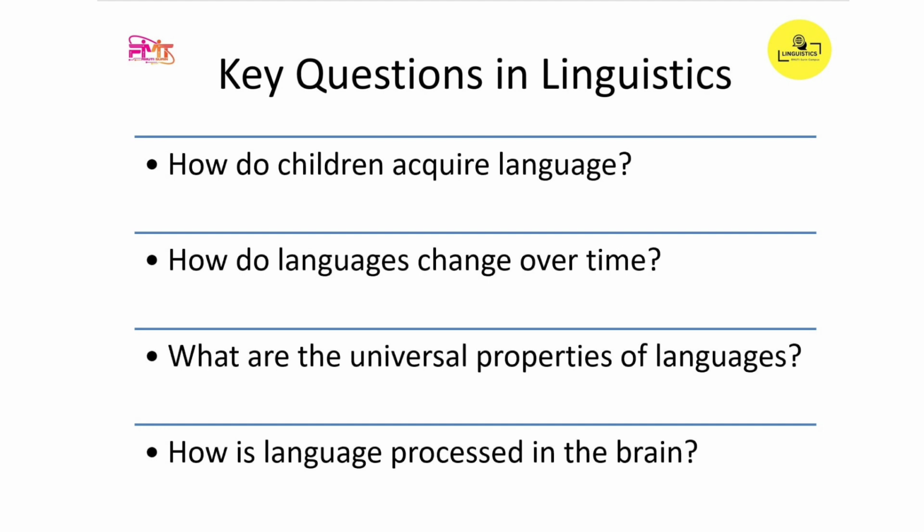How is language processed in the brain? Psycholinguistics and neurolinguistics explore how language is represented and processed in the brain. Researchers investigate how we produce and comprehend language, how language is organized in the brain, and how different areas of the brain contribute to language functions.